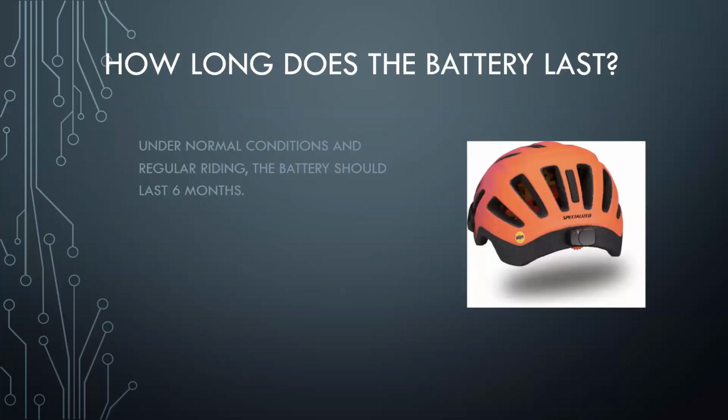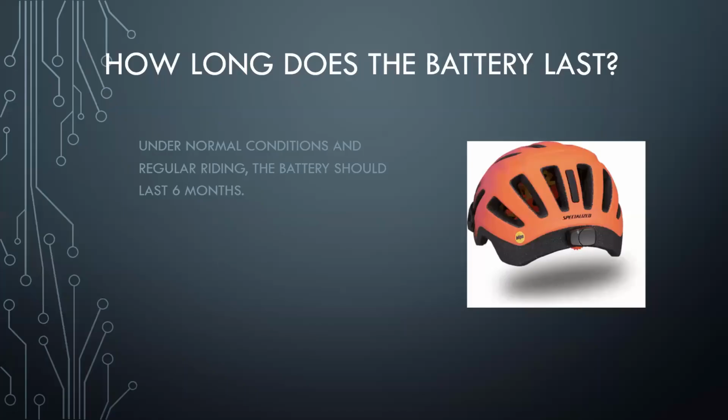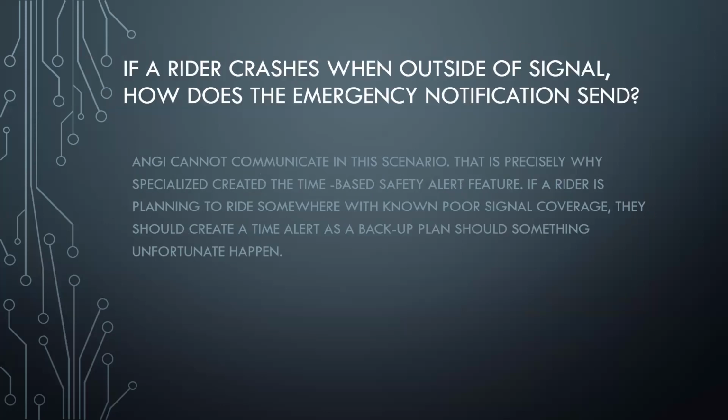How does ANGI connect to the phone? ANGI connects via low energy Bluetooth. The sensor does not maintain a constant connection to the phone, but instead connects itself at the start of a ride when activated and then disconnects, only reconnecting when it needs to.